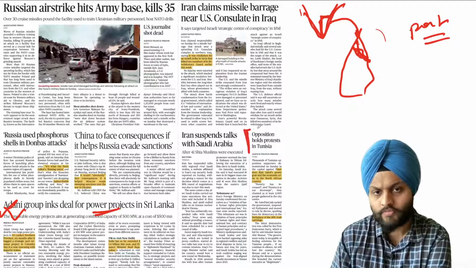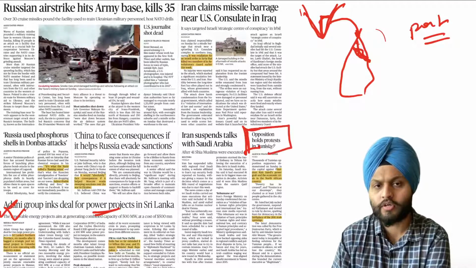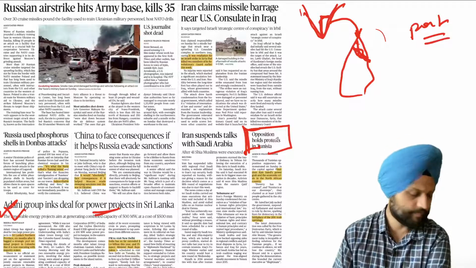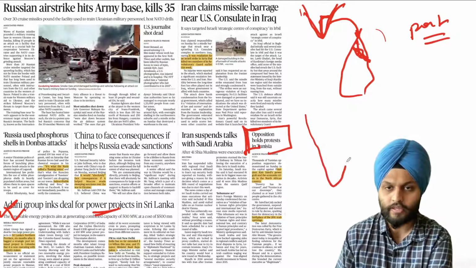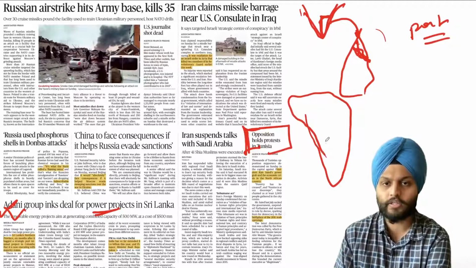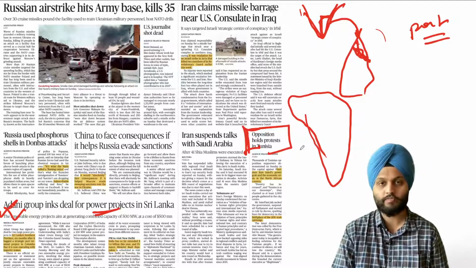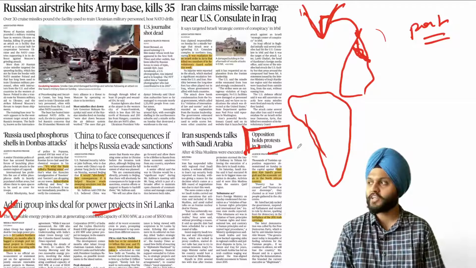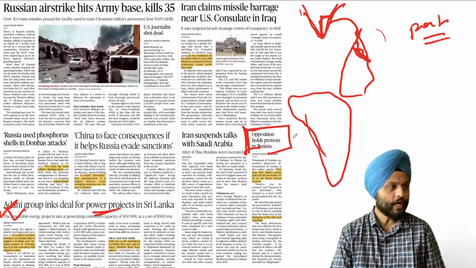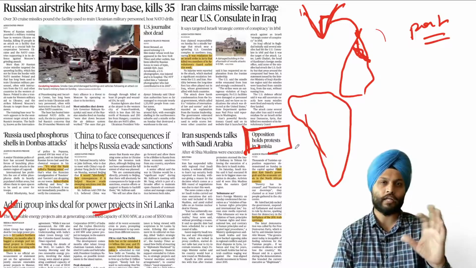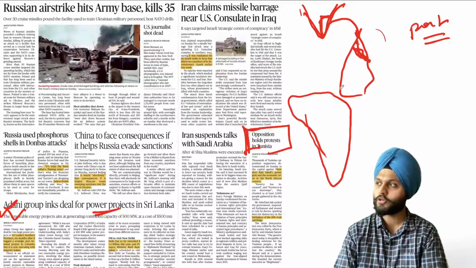Okay, last one. Opposition holds protest in Tunisia. Fine, so West Africa. This is the place from where UPSC has asked you 2-3 questions actually. So this is the place where Arab Spring has started. What was Arab Spring? Arab Spring was around 2010, 11, 12, 13, still going on.